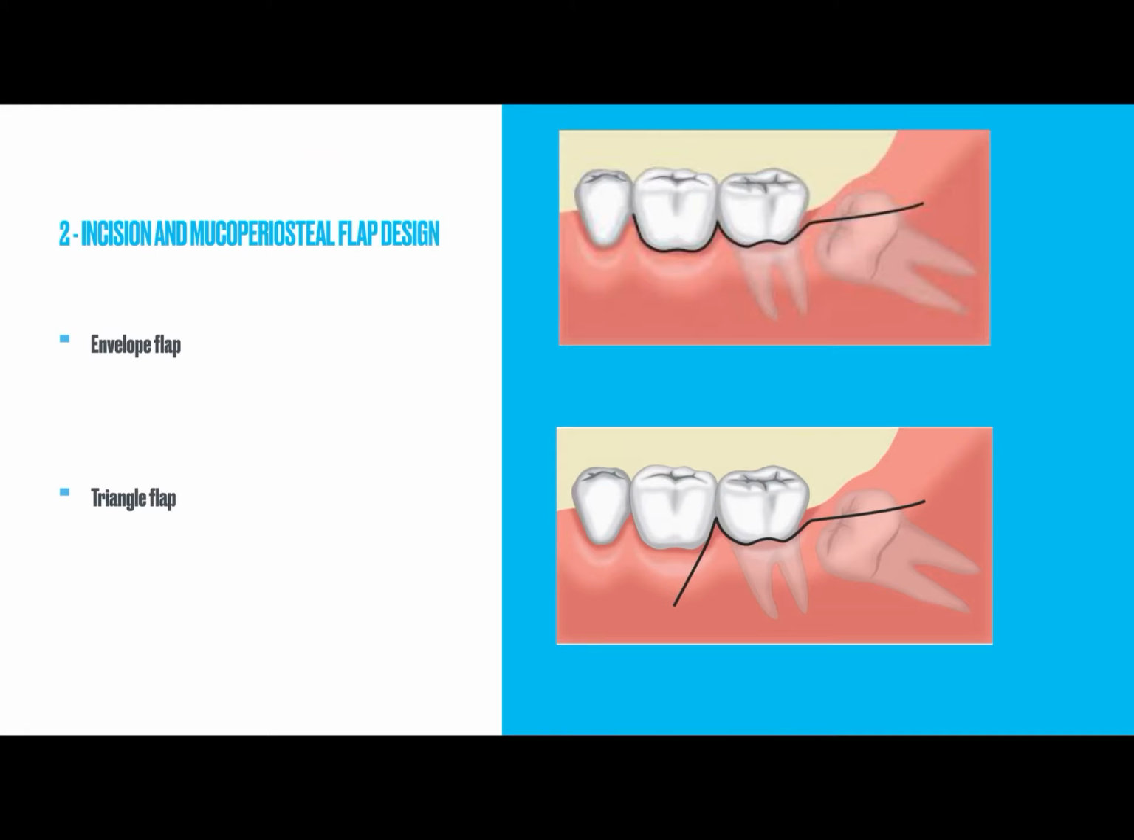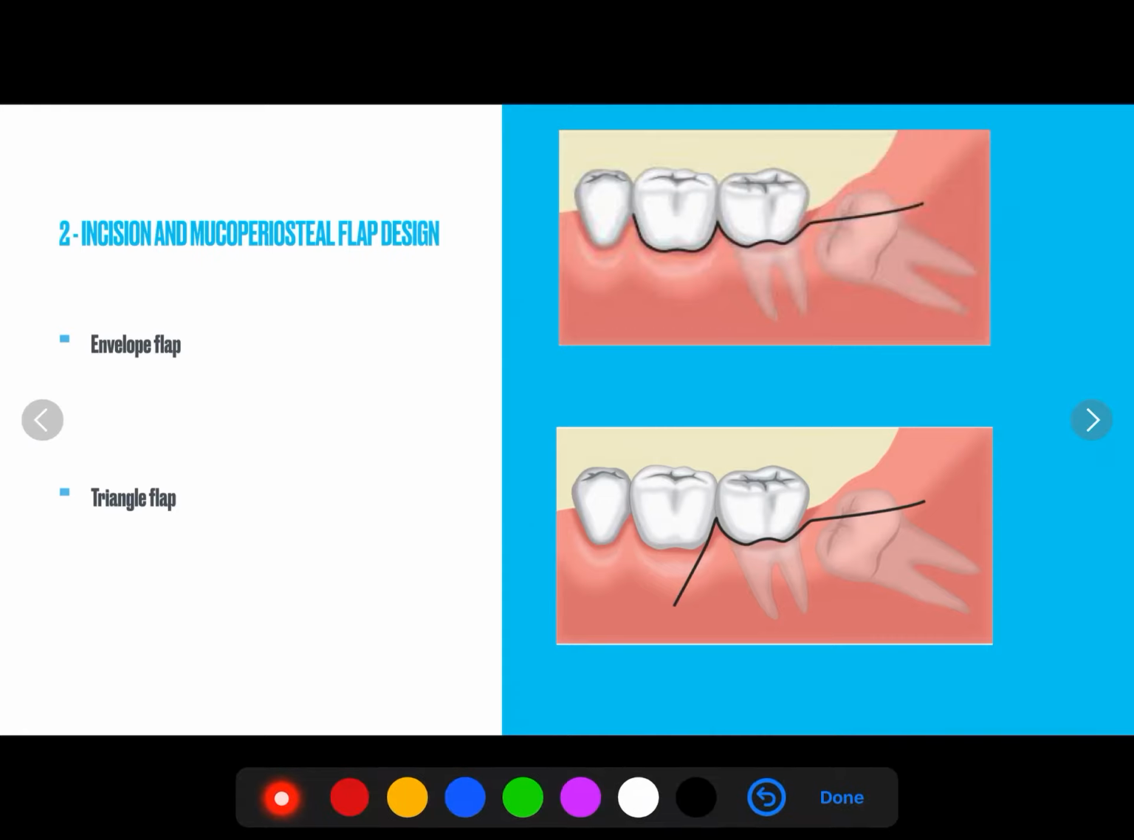Coming to the incision and mucoperiosteal flap design. The most commonly used flap designs are the envelope flap and the triangular flap, which both start distally, right by the anterior border of the ramus, extending over a horizontal cut, and after that going to the cervical area of the second molar. To do the envelope flap, we continue; to do the triangular flap, we go down like this below.